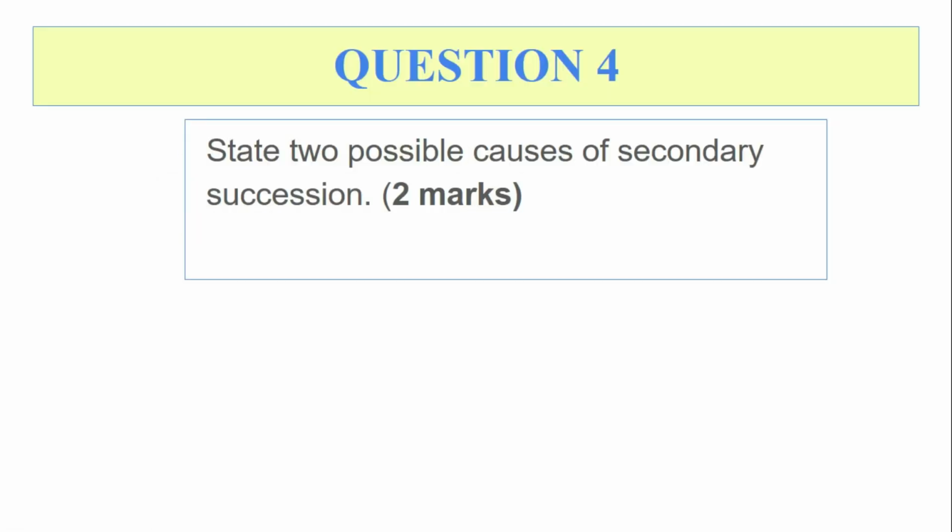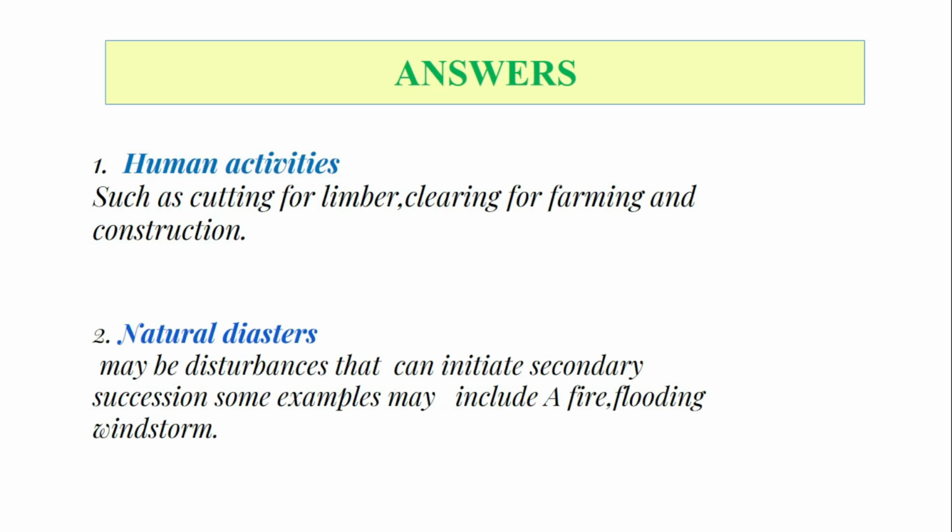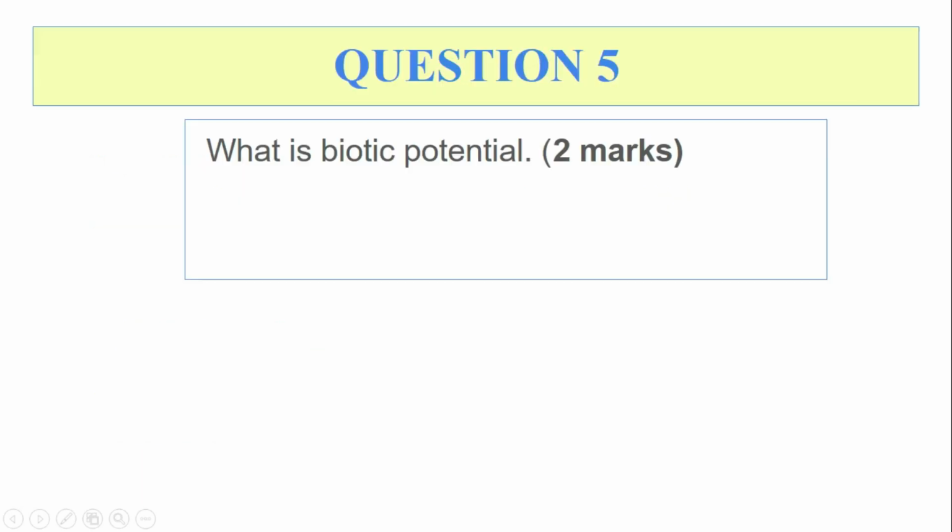Question 4. State 2 possible causes of secondary succession. Alright, number 1, human activities. For example, logging, clearing for farming, and construction. So cutting of timber, clearing of land for farming and for construction. Right, and number 2, natural disasters. As you know, these may be like your fire, floods, windstorms, etc.